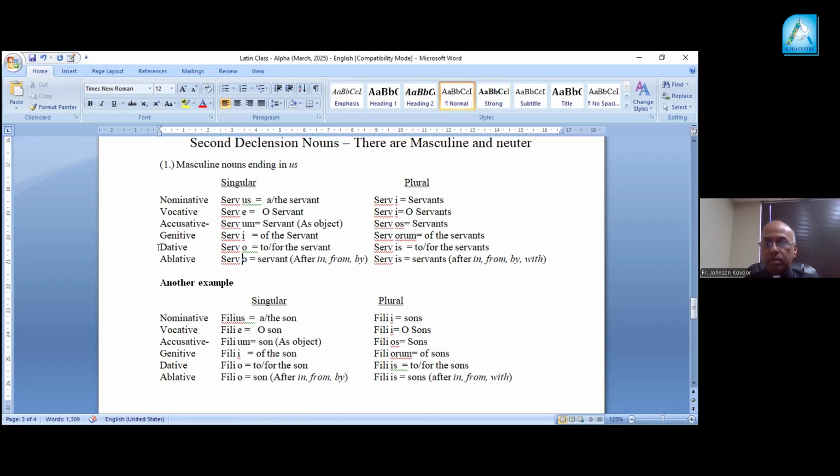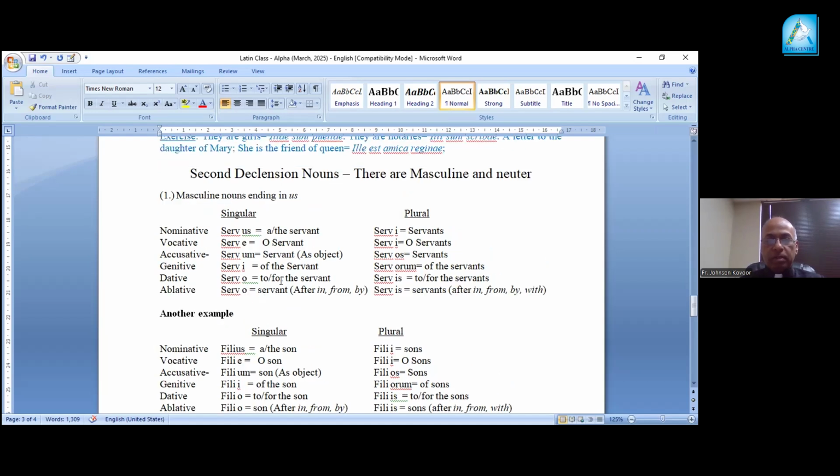So in the second declension noun, in the singular, the dative and ablative are the same. Servo, servo, to a servant. After the prepositions in, from, by, we always should use servo, the ablative case. We are not going up to there because we are not studying prepositions, just only two cases in the noun. Then we will learn the verb sum.